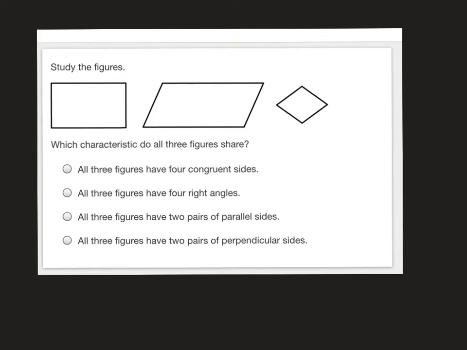So let's start by looking at this one. It says to study the figures that they give. Which characteristic do all three figures share? So let's look through the choices, okay? This first one says all three figures have four congruent sides. Well, remember we talked about what congruent means? Congruent means equal or the same size.